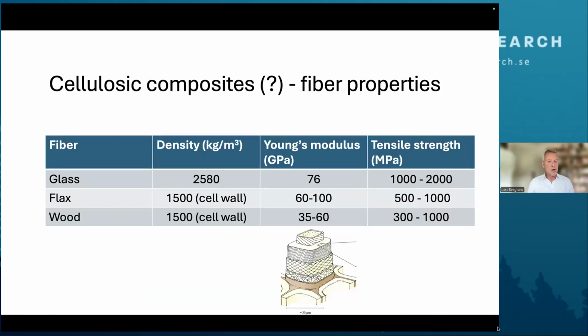So let's look at the cellulosic composites. I mean, the basis needs to be the fiber properties. And I think it's reasonable to try to compete with glass fiber composites. You look at the upper row there. 2.6 gram per cubic centimeter, modulus of 76 gigapascal. And there you can see that flax fibers compete very well. Wood almost as high, at least the potential is there. And of course, the density is much lower. And then if you look at tensile strength, glass fibers are stronger.